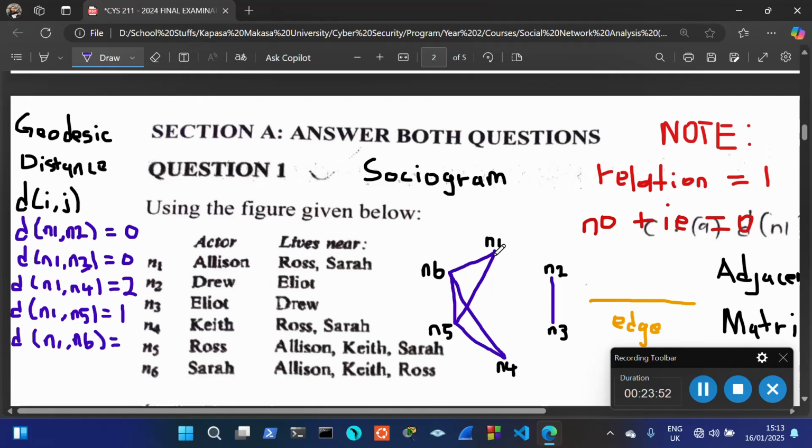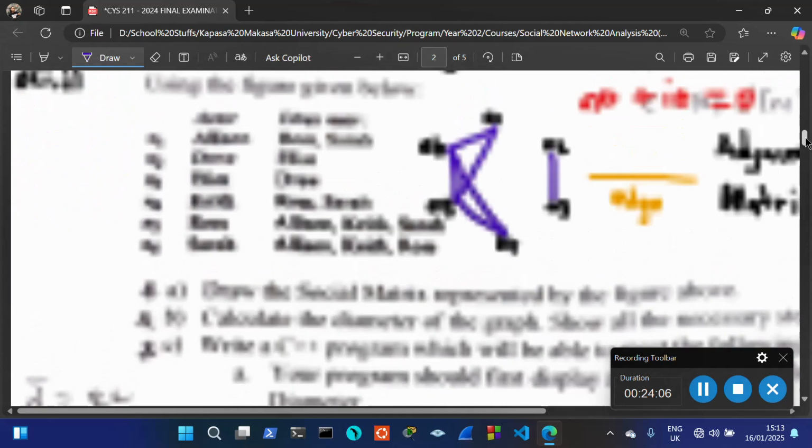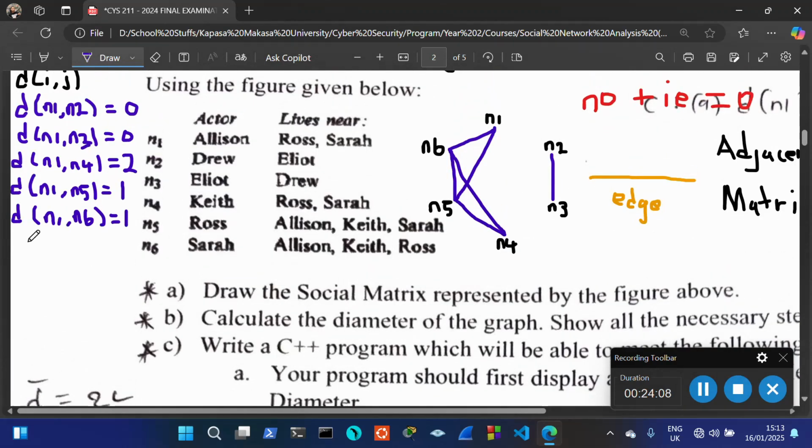So for n1 to reach n6, it can either take this route, which is 1, 2, or 1. The shortest one you can see is 1. Since we are done with node n1, we come to the next node, which happens to be n2.